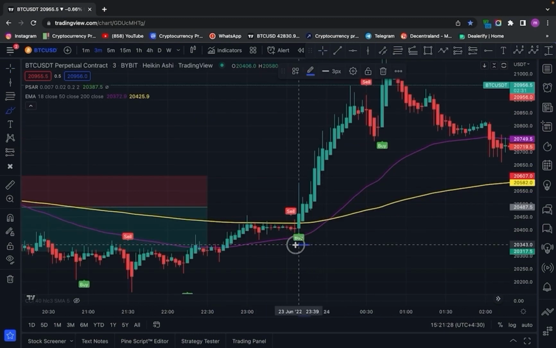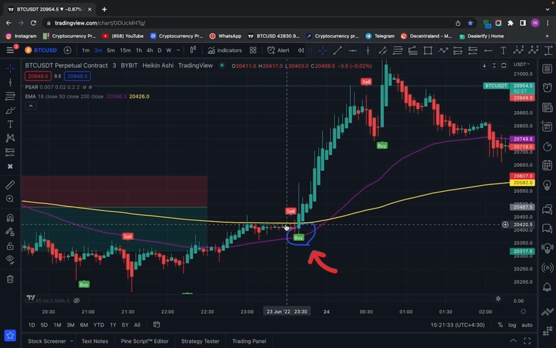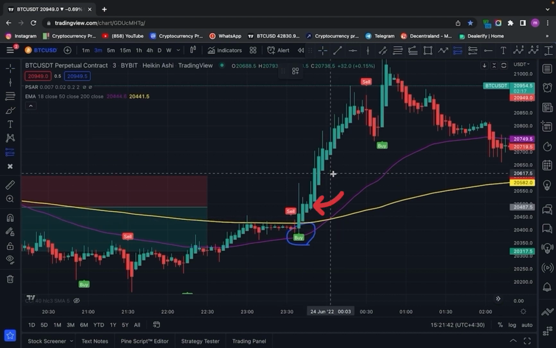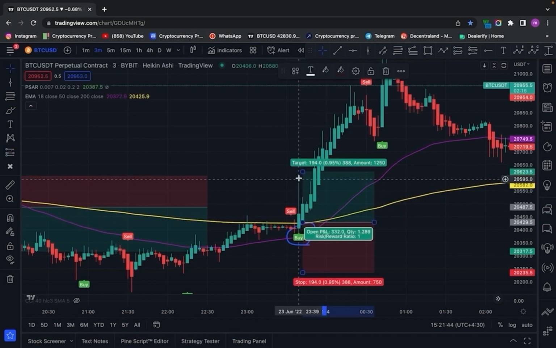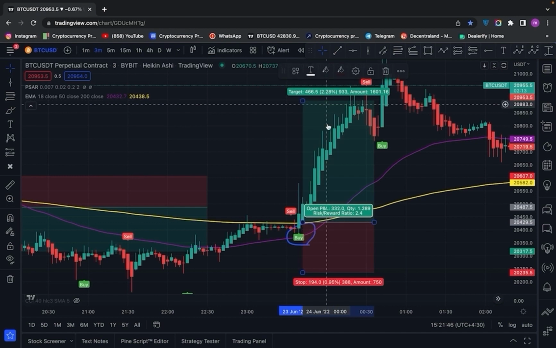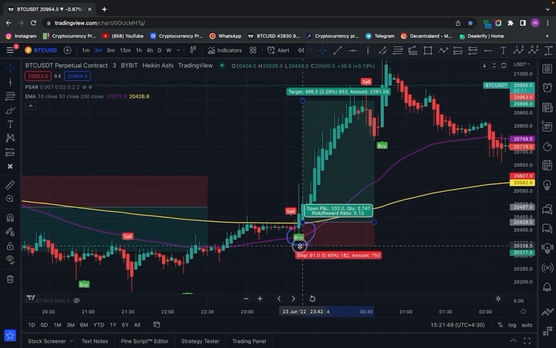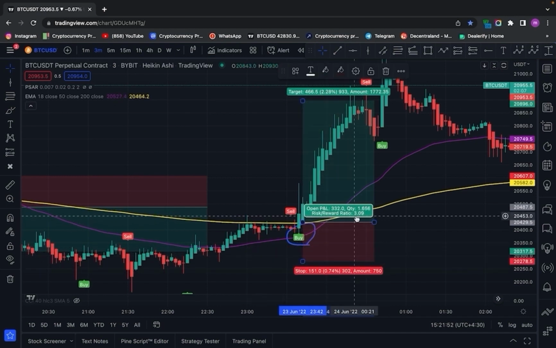Or for example here, we see that our parabolic indicator gives us a buy signal and the price closes over both indicators, so we can enter a long position here and place our targets up to here. And you can see the risk to reward of this trade is near 3.